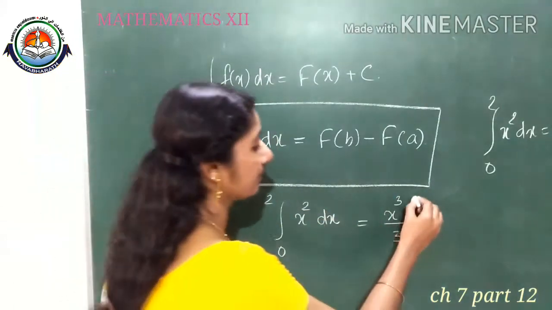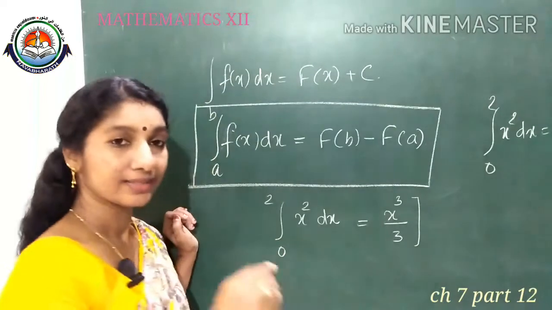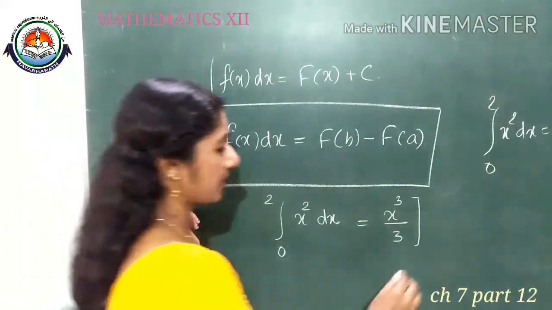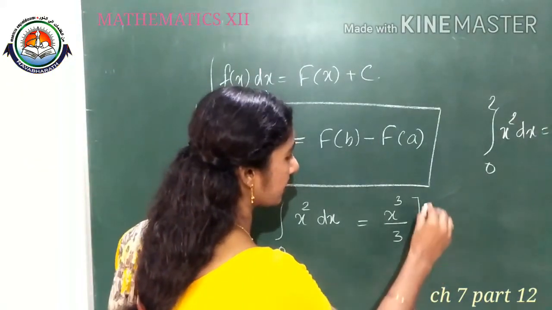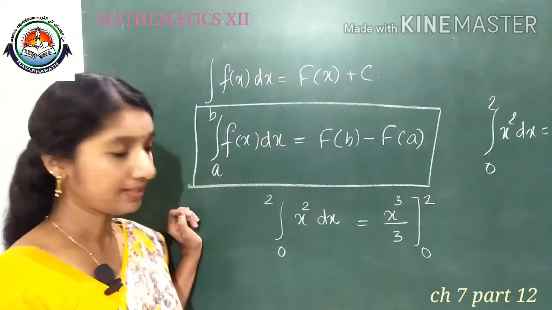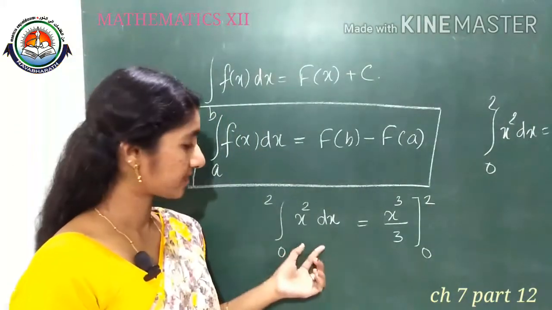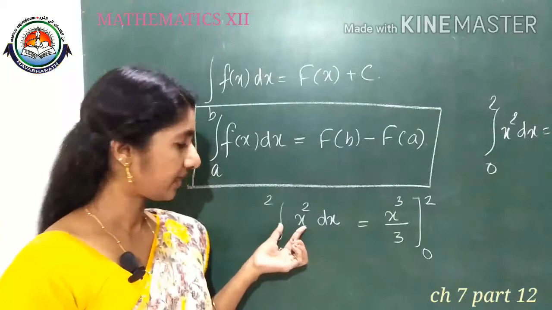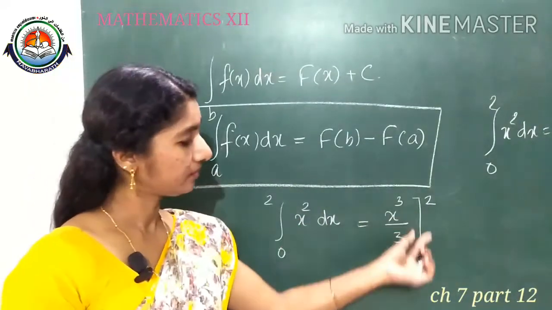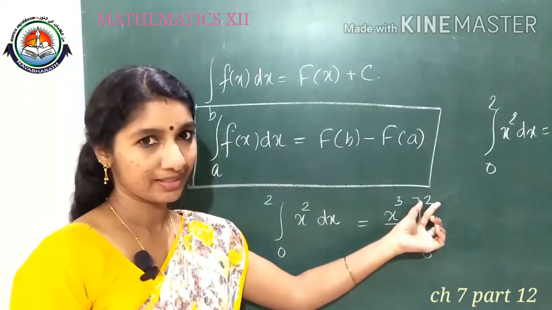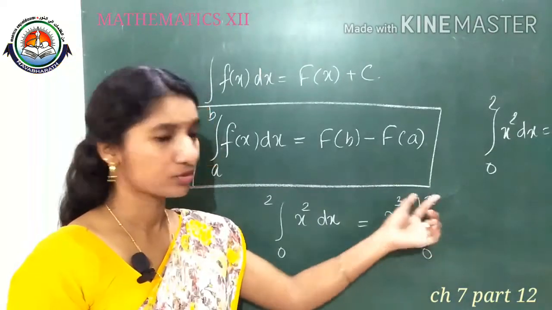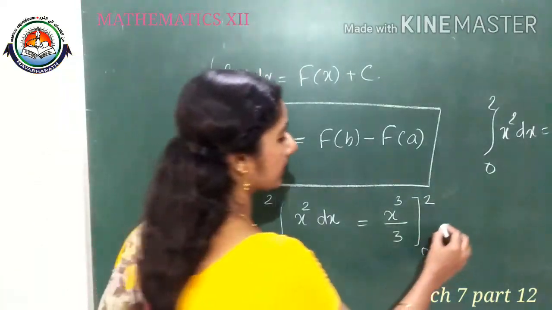Then we need to give the upper limit for this function, then minus the lower limit. That means we can write like this from 0 to 2. What I did? Integral 0 to 2 x square dx. Just integrate the given function, then give lower limit and upper limit. I didn't give it now, I just wrote only 0 to 2. Okay. Then how will we give this one?